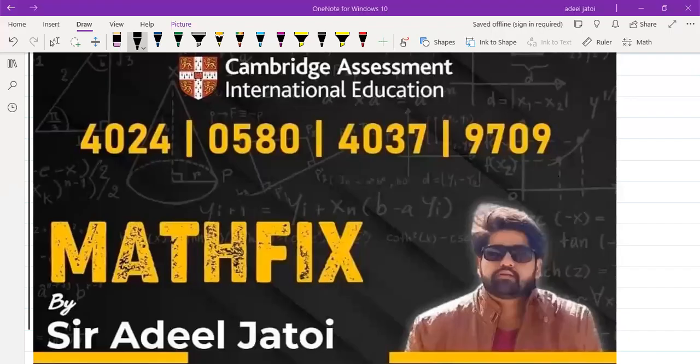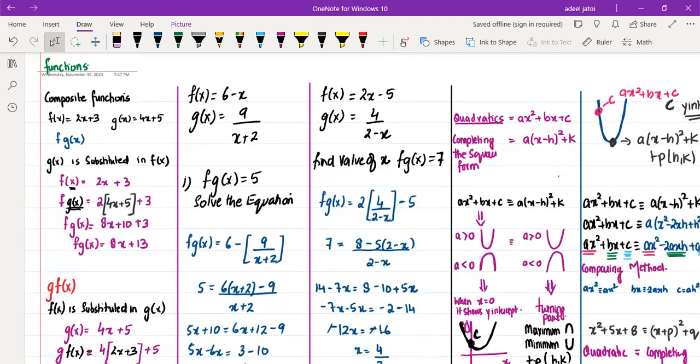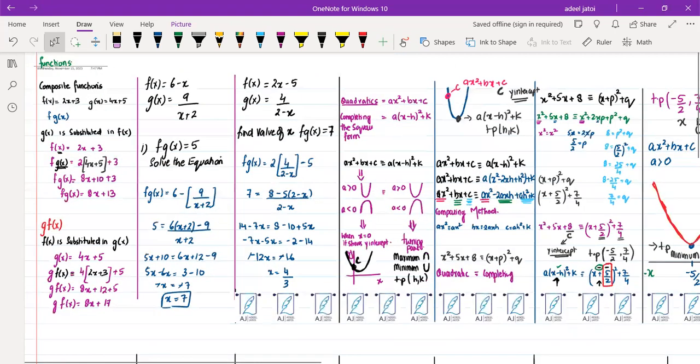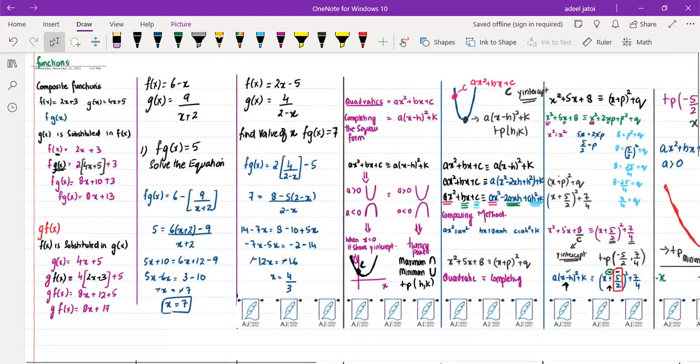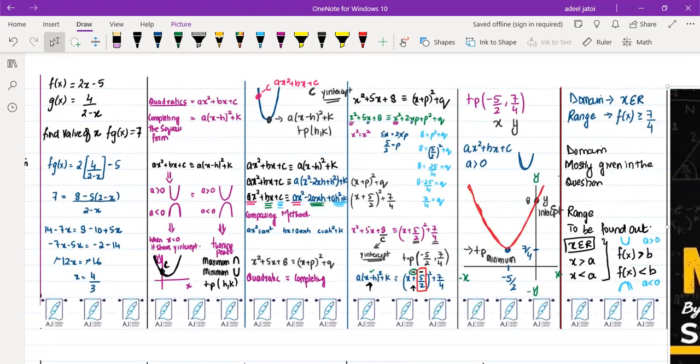Okay, so let's just start with functions lecture 2. This is what we have done in functions lecture 1. We started off with composite. We moved on towards the quadratics and we made sure that we know how to make graphs. And then we worked upon the domain and the range.